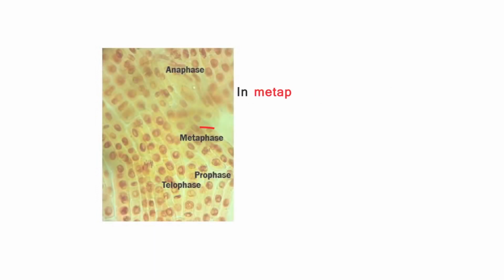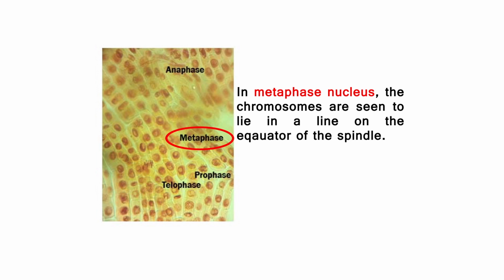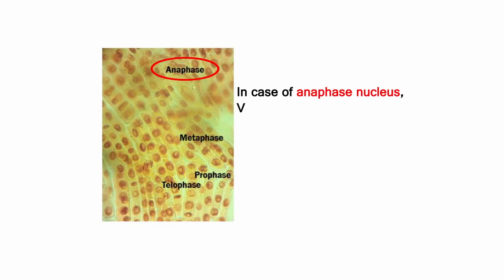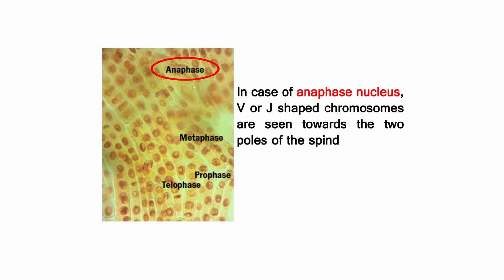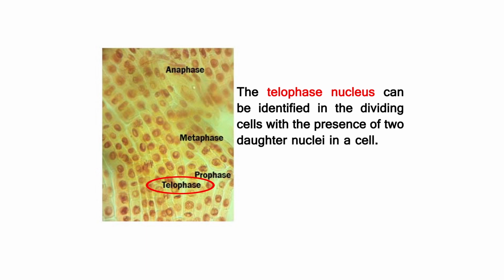In metaphase nucleus, the chromosomes are seen to lie in a line on the equator of the spindle. In case of anaphase nucleus, V or J shaped chromosomes are seen towards the 2 poles of the spindle. The telophase nucleus can be identified in the dividing cells with the presence of 2 daughter nuclei in a cell.